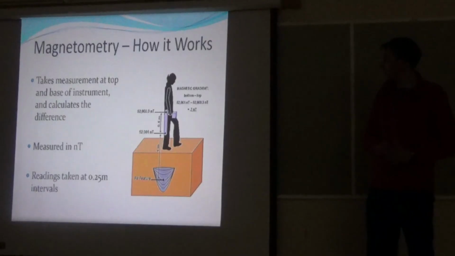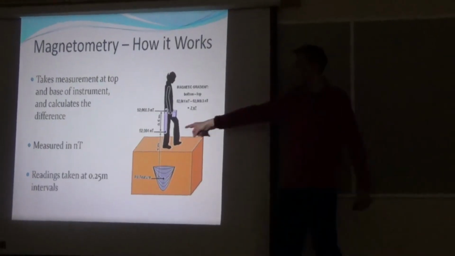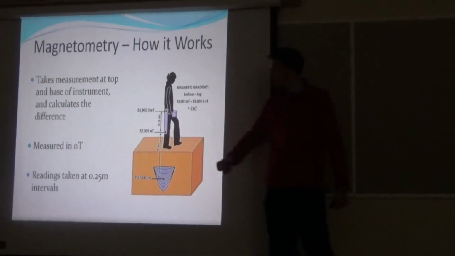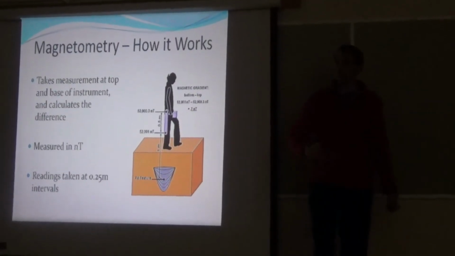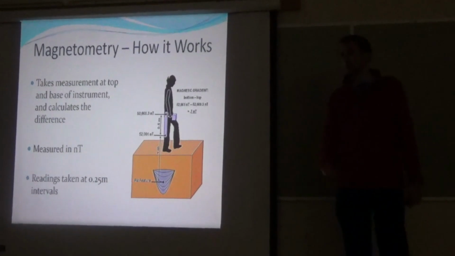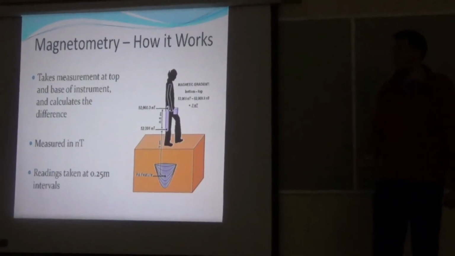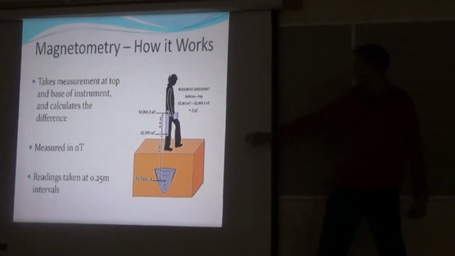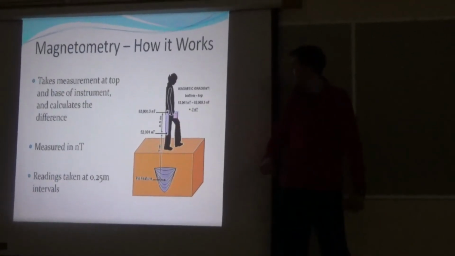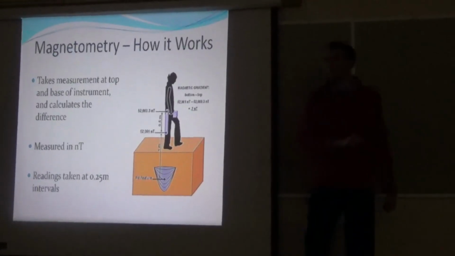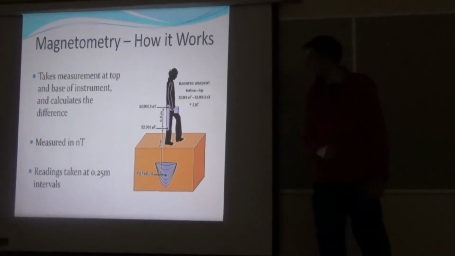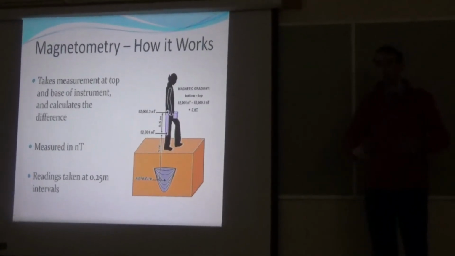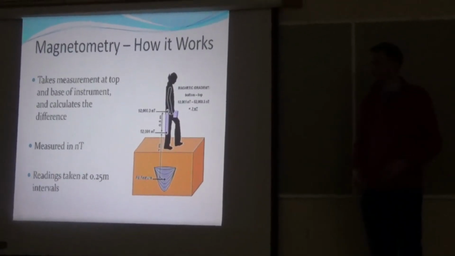So in general what that means is you have this thing that looks like a pole, you have a sensor at the top, you have a sensor at the bottom. As you walk along, the instrument automatically takes readings. We usually take them at 0.25 metre intervals. And then it takes both readings and it calculates the difference. So at this point, it's 0.7 of a nanotesla. It's quite a quick technique to do because it automatically takes those readings.